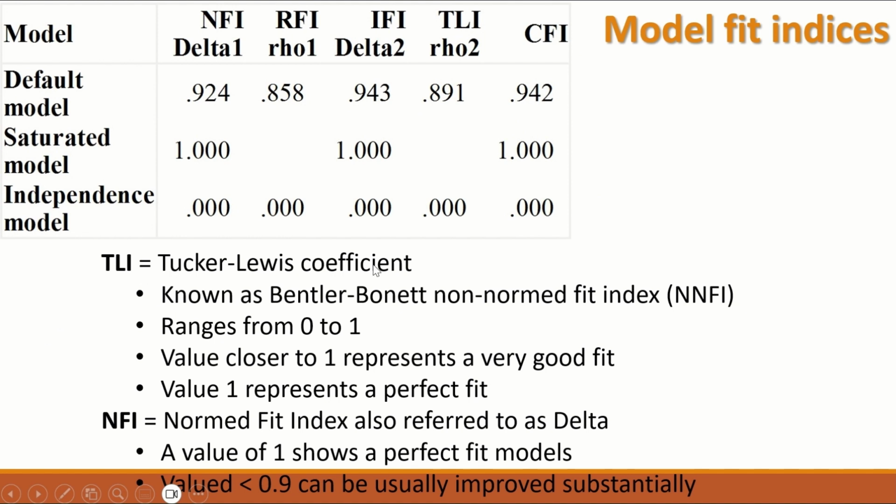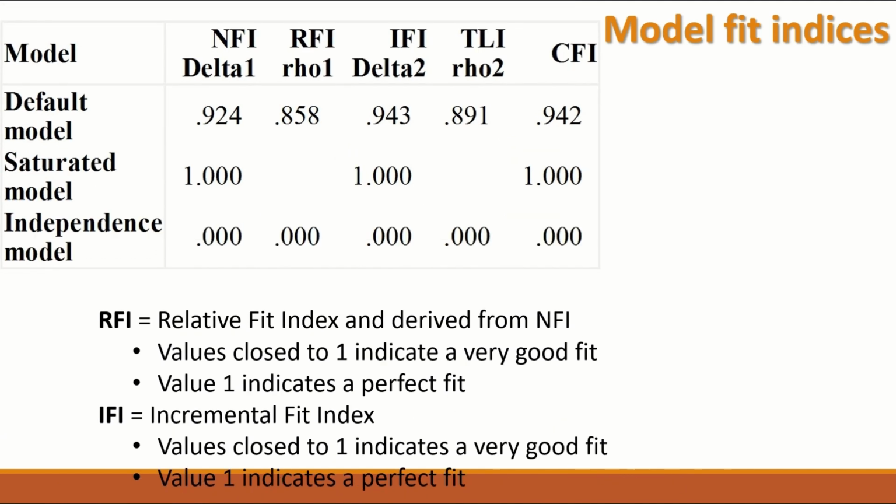TLI is the Tucker-Lewis coefficient, also known as the Bentler-Bonett non-normed fit index. It ranges from 0 to 1. A value close to 1 represents very good fit. A value of 1 represents perfect fit. For the NFI, normed fit index, also referred to as delta, a value of 1 shows a perfect fit, and a value less than 0.9 can usually be improved substantially.